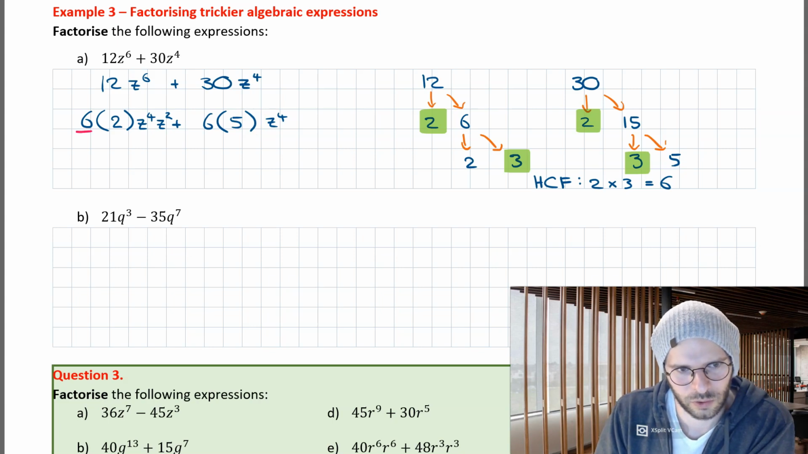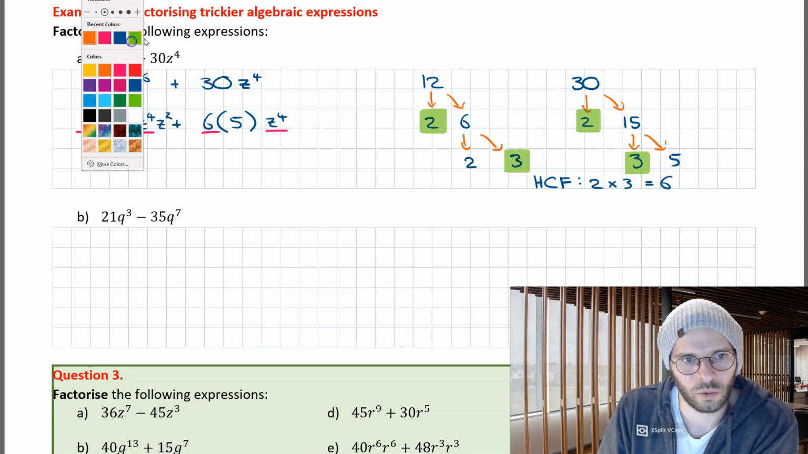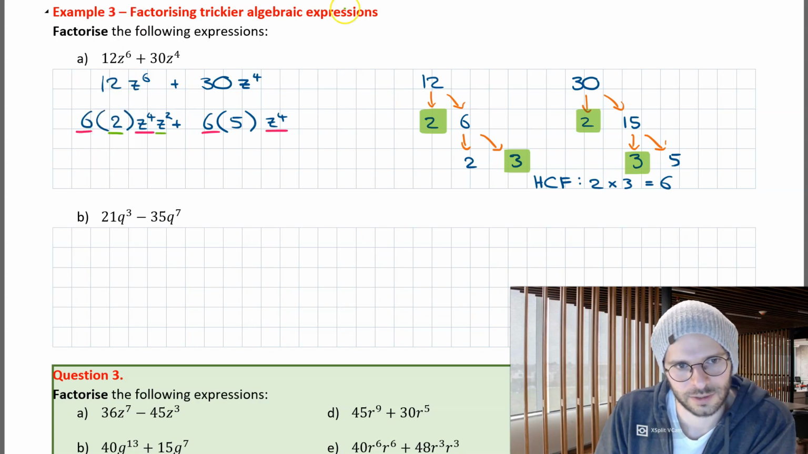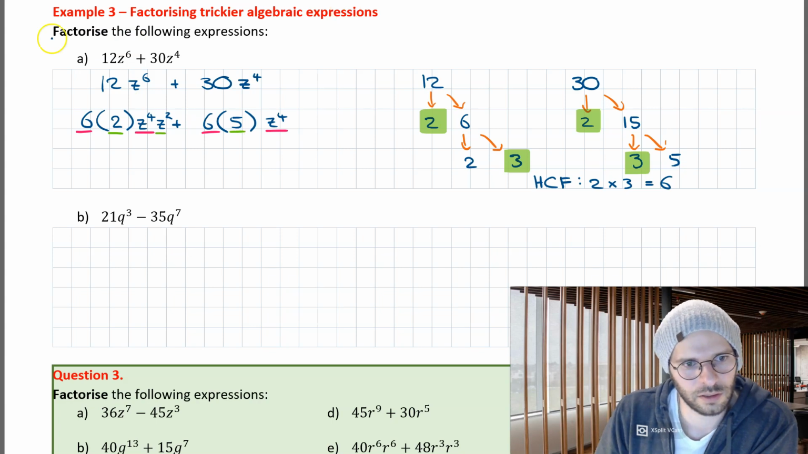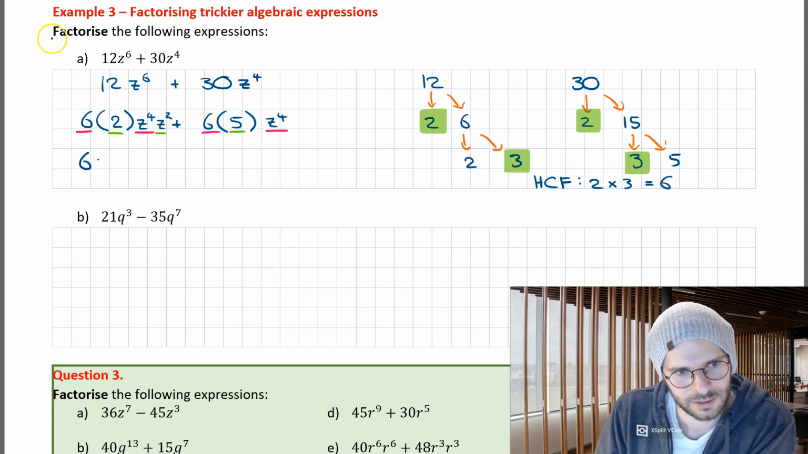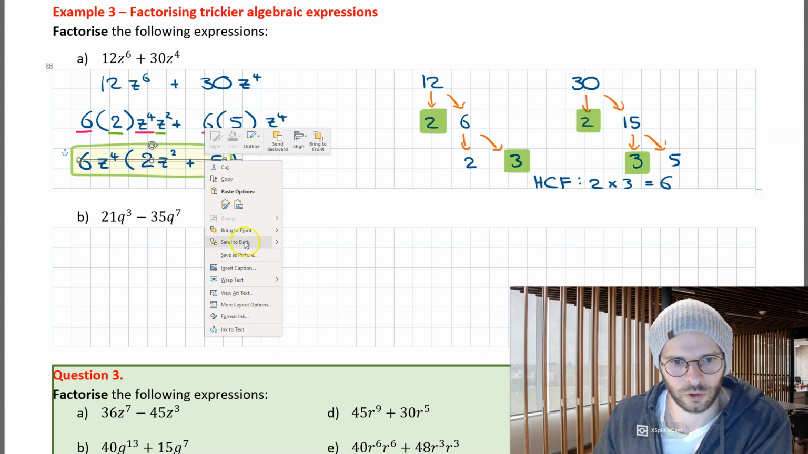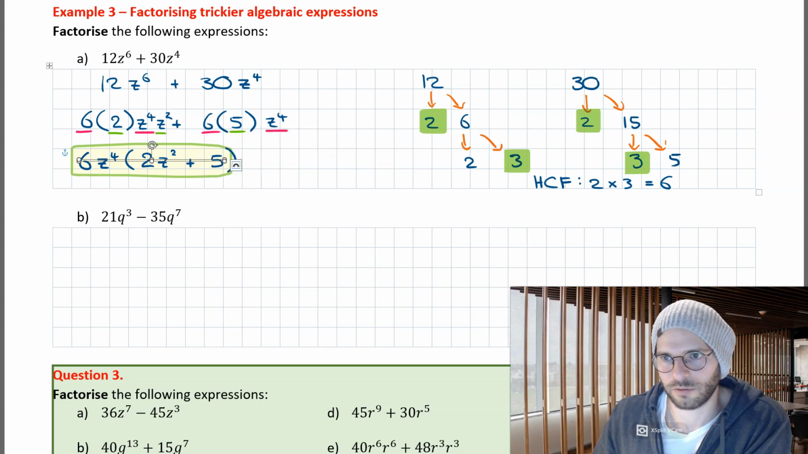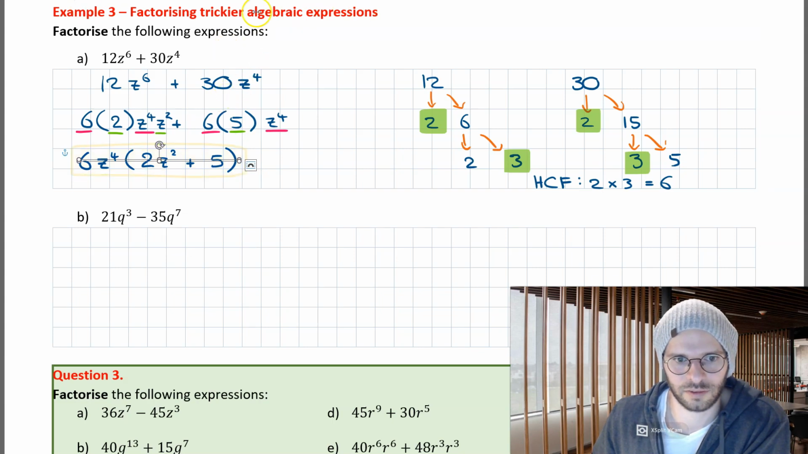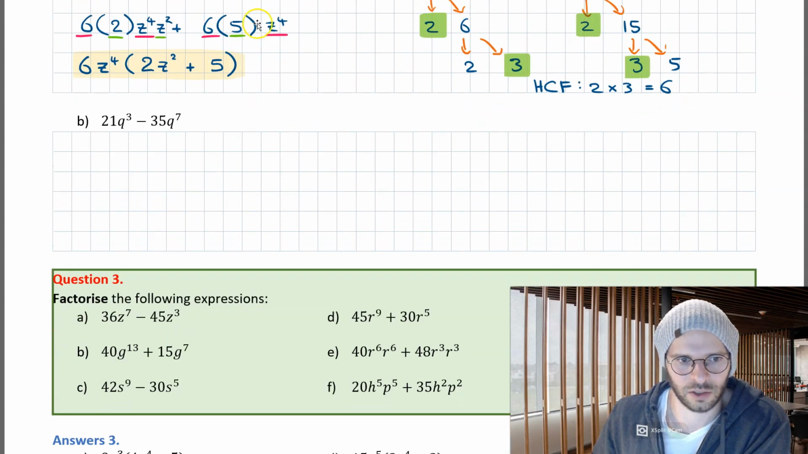And then what's common? Well, 6z4, 6z4. What's not common? 2z2, 5. Factorizing this out, 6z4 is what we had in common. 2z squared is what we didn't, as well as 5. Thus arriving at our most factorized form, 6z to the power of 4 times 2z squared plus 5. Okay, final one, B.